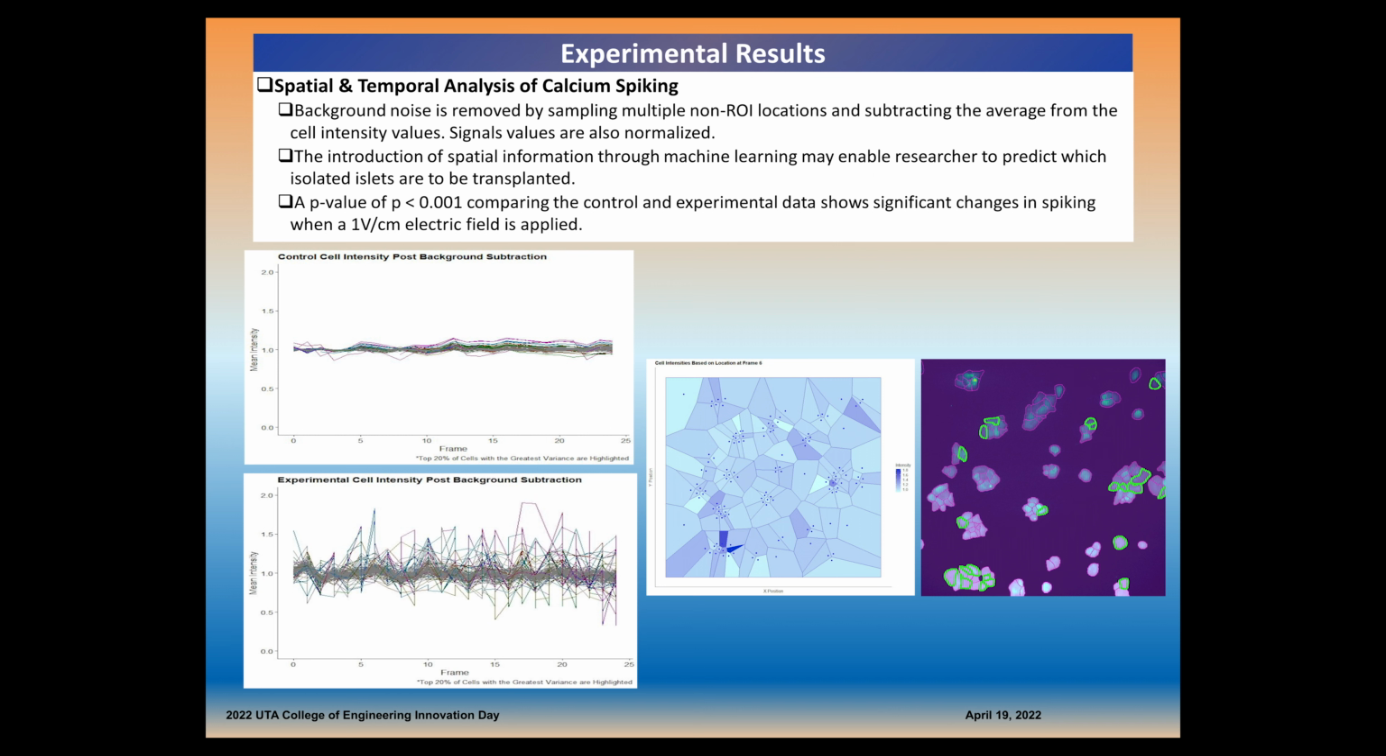We have compared our normalized experimental data with normalized control data to verify our statistical methods. A p-value of less than 0.001 shows significant differences in spiking when a 1 volt per centimeter current is applied.